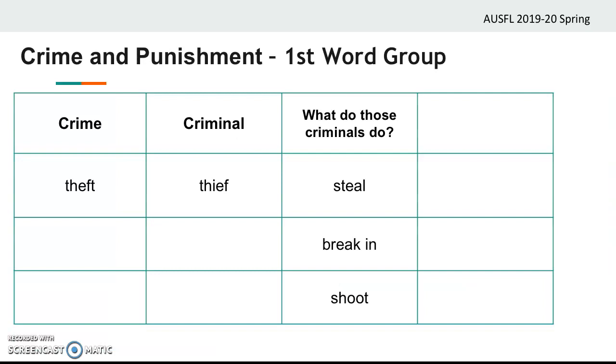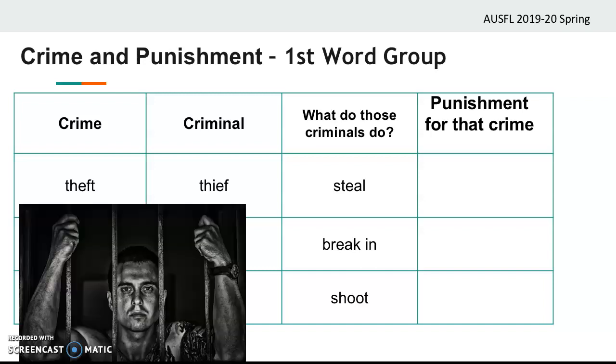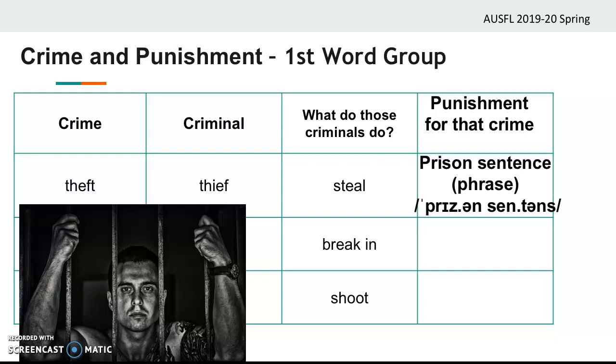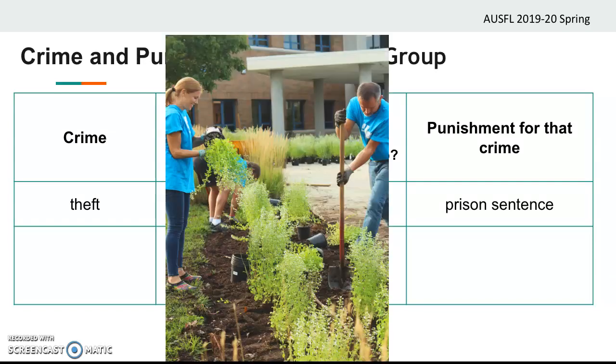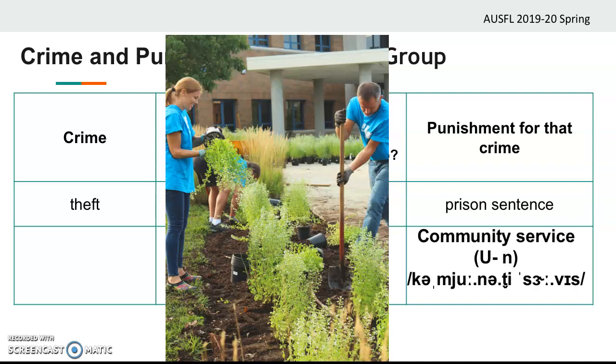During a theft, if a thief steals, breaks in, or shoots, there must be a punishment for that. And some criminals go to prison to spend some time there without going out. So they have a prison sentence. If the crime is not a major one, instead of going to prison, they can help the community, the people around them, by, for example, painting the walls or reading books to the elderly or doing volunteer work in parks and gardens. And we call this alternative punishment community service.